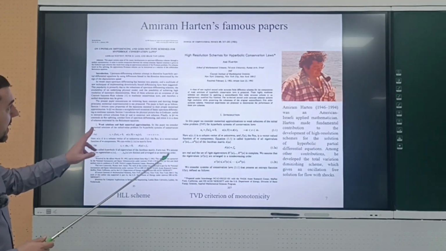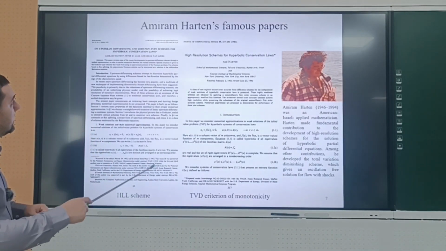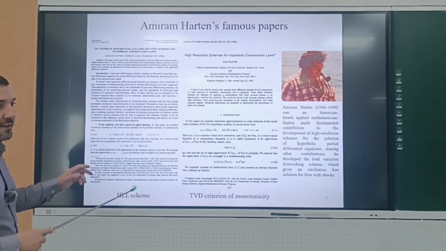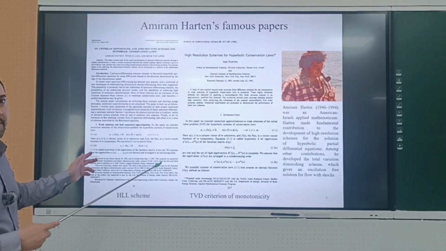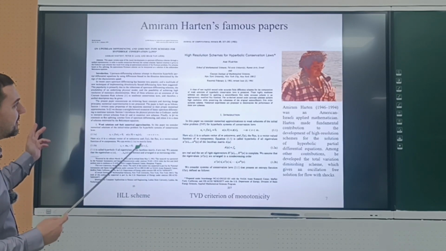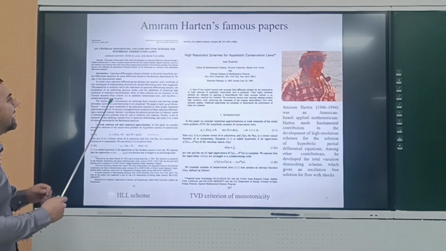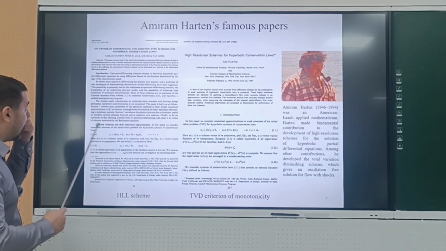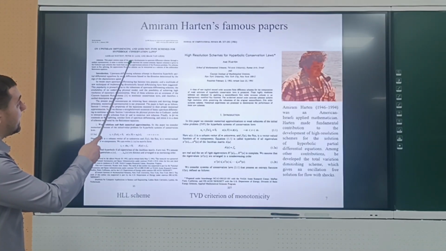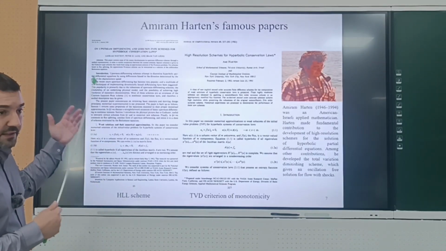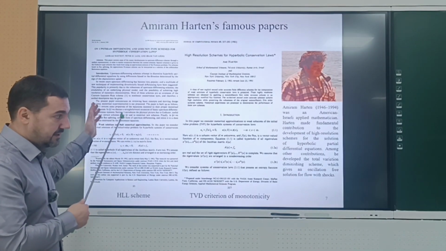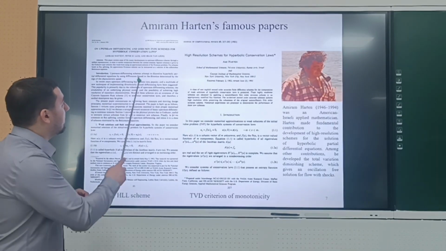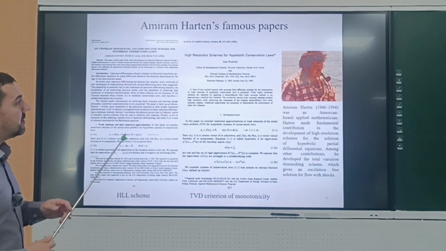I'd like to mention here two papers. The first one is about the HLL scheme. For sure, they did not name it HLL at that time, because it's not very convenient. This is a paper about that. The second author is Peter Lax. We have already discussed the Lax equivalence theorem. And the third one is Bram van Leer. I will also explain who he is later.